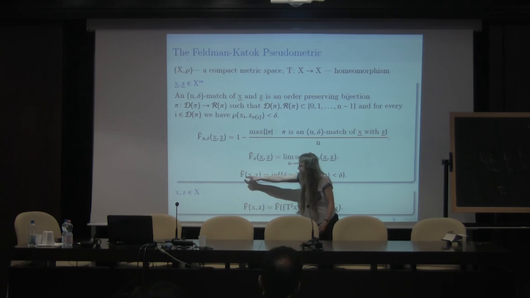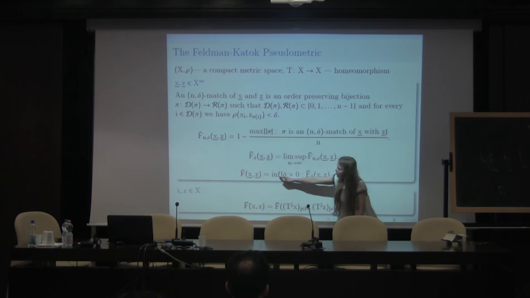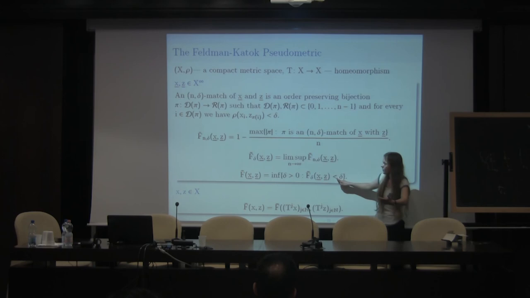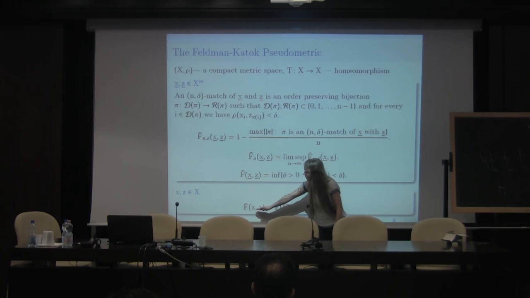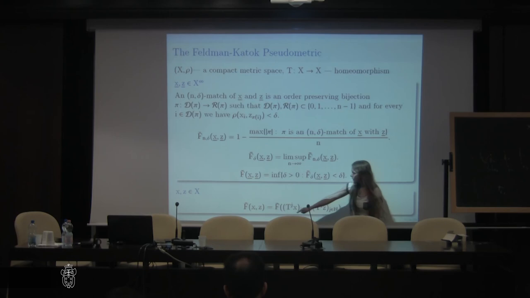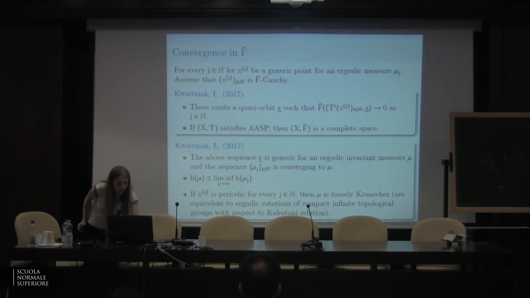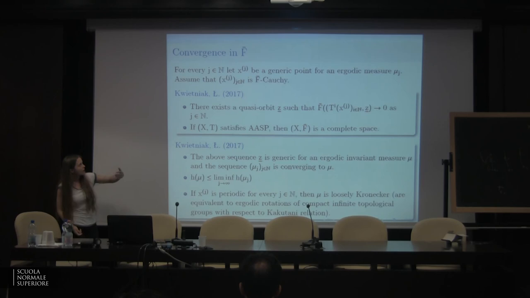And the Feldman pseudometric between two sequences is equal to the infimum over all positive deltas such that f delta of xz is smaller than delta. And if we have the definition for sequences, we can also define the distance between the points by saying that this is equal to the distance between the trajectories. Okay, so it occurs that the convergence with respect to Besicovitch pseudometric or Feldman-Kantor pseudometric has many interesting properties.